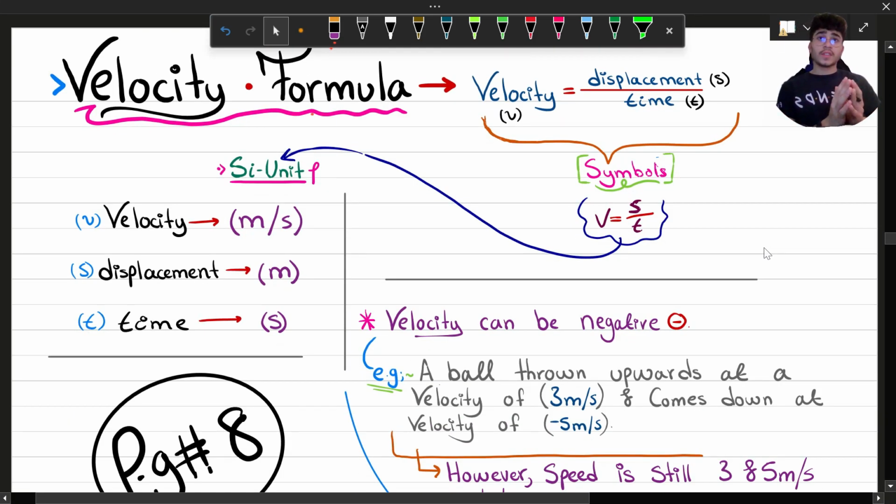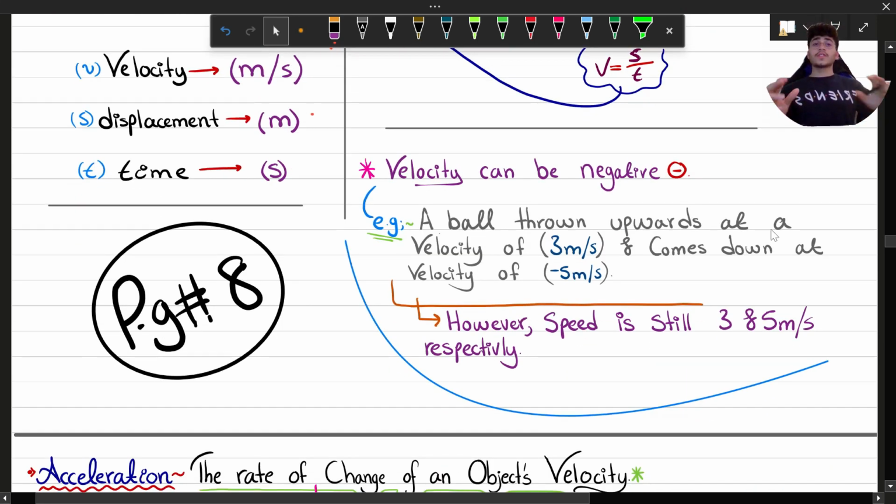The formula of velocity is going to be skipped because it's not included in the syllabus anymore. Velocity can be positive or negative. Velocity can have positive or negative values because these values describe the velocity's direction.